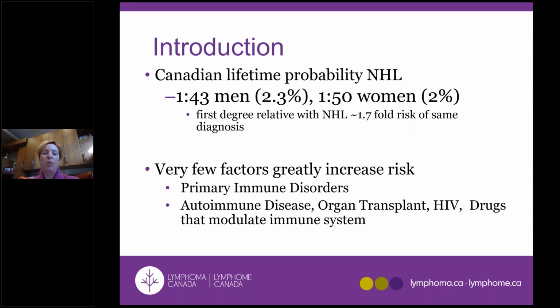When we look at people that live in Canada, we see that their lifetime probability of non-Hodgkin lymphoma is approximately 2%, a little bit higher for men. And that's also true in diffuse large B-cell lymphoma overall, that it is more common in men. People with a first-degree relative with non-Hodgkin lymphoma have a slightly higher risk of developing the same diagnosis. There are many described risk factors for non-Hodgkin lymphoma and diffuse large B-cell lymphoma, but very few greatly increase that risk. The ones that do greatly increase risk are primary immune disorders or other disorders of the immune system, such as autoimmune disease, having had an organ transplant like kidney transplant, having a diagnosis of HIV, or being on medications that modulate the immune system.